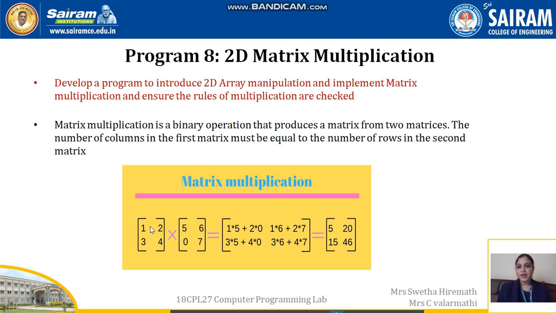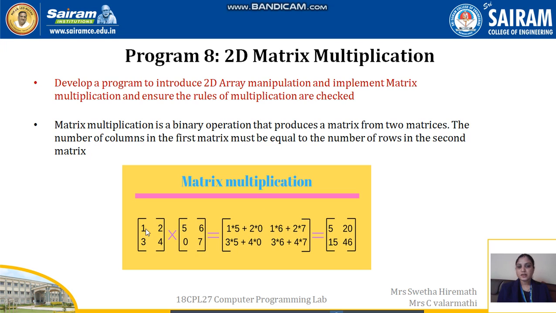Now we have to check whether the number of rows and columns of these two matrices match. The number of columns of the first matrix should be equal to the number of rows of the second matrix. Number of columns is 2 and number of rows is 2. Both are equal, so we can multiply, and after multiplication we get this. The first number is multiplied with the first number of matrix B, plus the second number multiplied with the second number of matrix B.